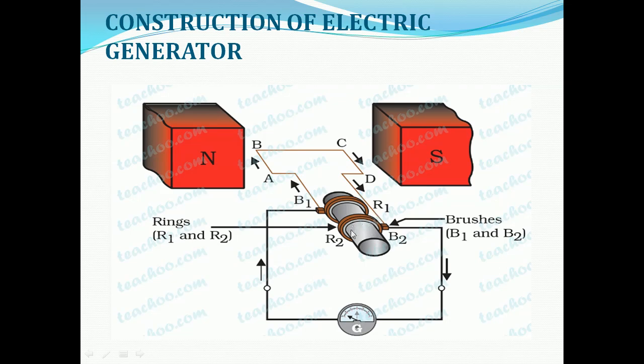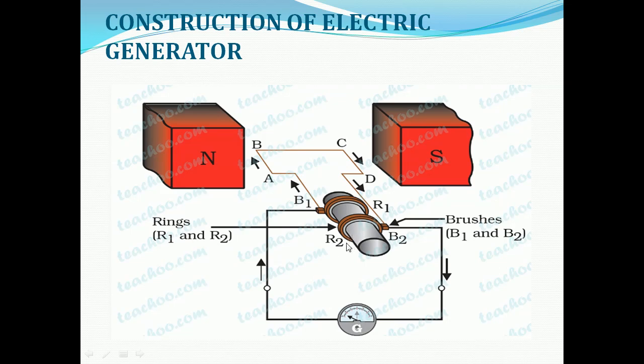The ends of the coil are connected to two rings, R1 and R2. Then there are stationary brushes, called B1 and B2, which touch the rings. The inner side of the ring is insulated and attached to the axle.